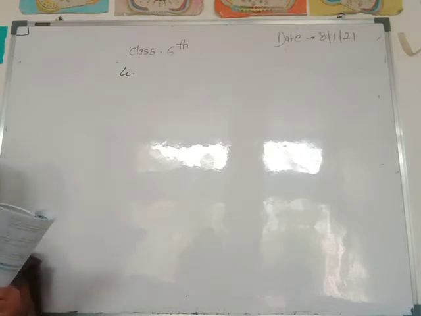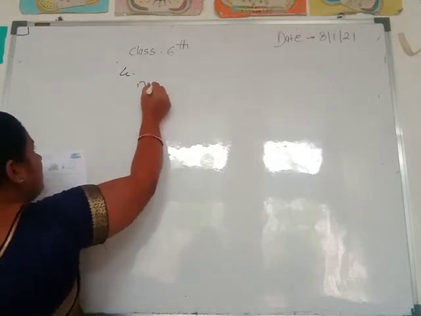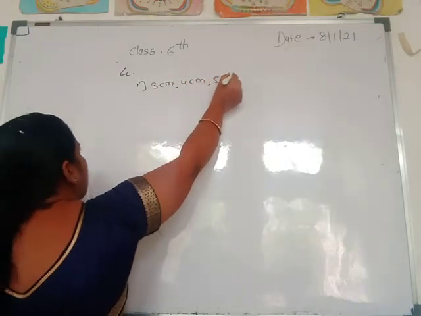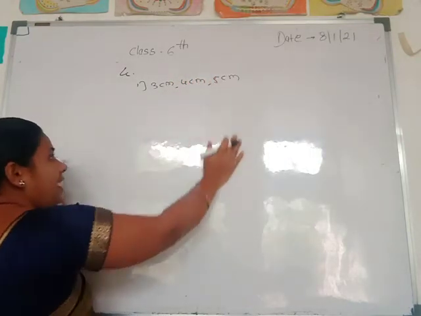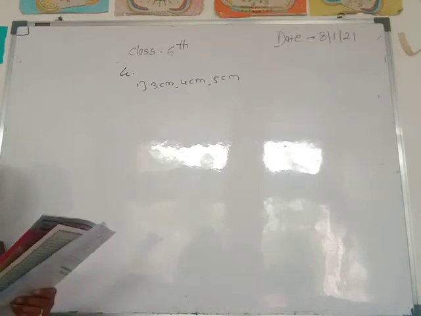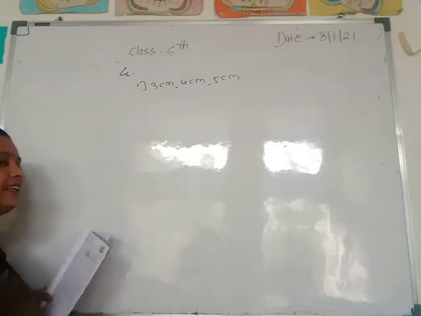The lengths of the sides of some triangles are given below. Say what type of triangles they are. First one: 3 centimeter, 4 centimeter and 5 centimeter. Here the sides are given, and all 3 sides are different. Therefore the triangle is a scalene triangle.